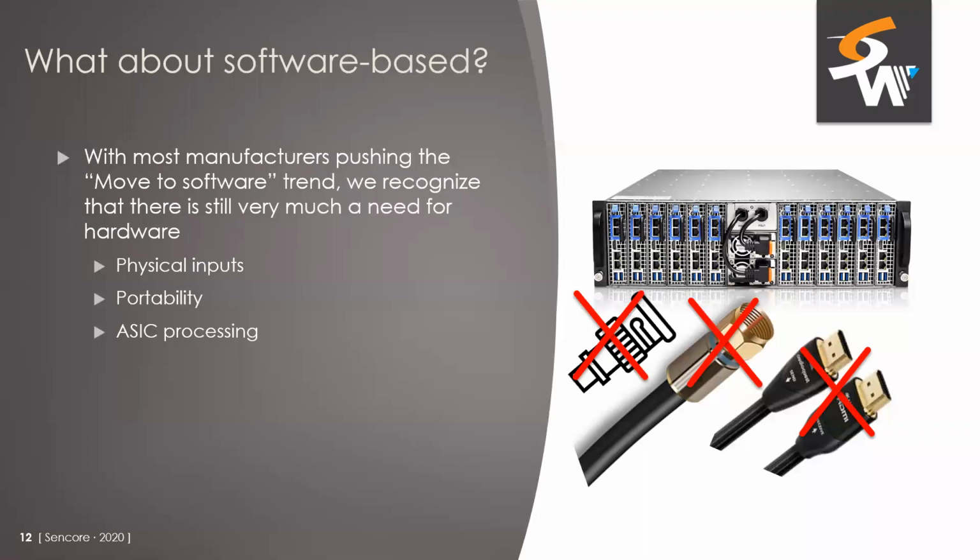But even Sencore is moving that direction with a lot of our products, but we also realize that there's still a need for physical inputs, especially on the front end of your signal path. So at the front end of your signal path, you typically have lots of different physical types of inputs, whether that's a BNC input or an F connector or an HDMI or an SDI, right? There's all those types of inputs in the front end of your signal path.